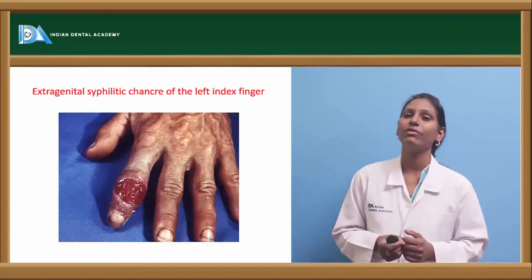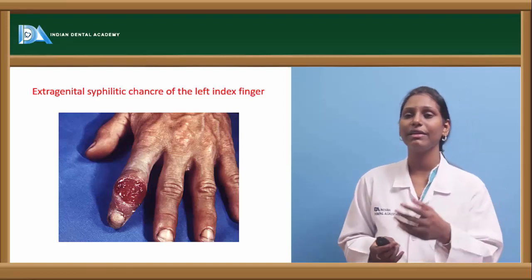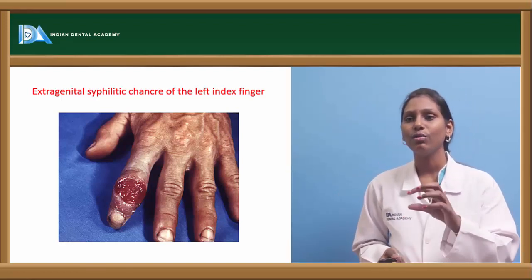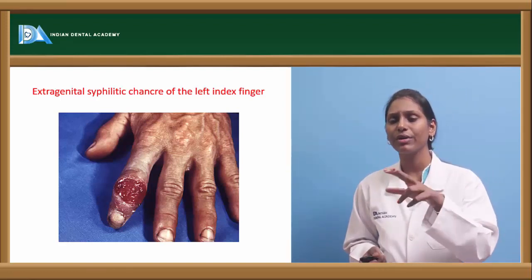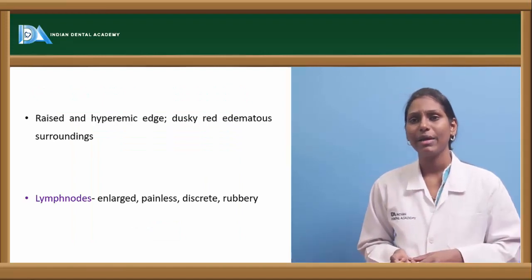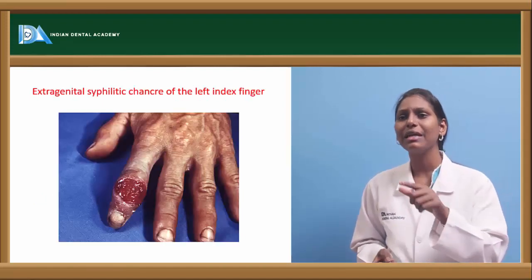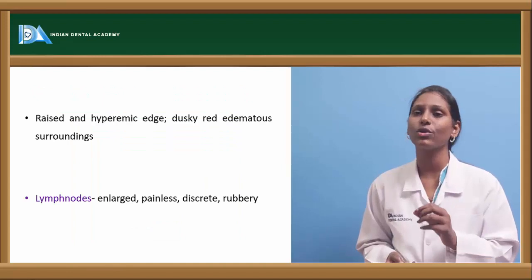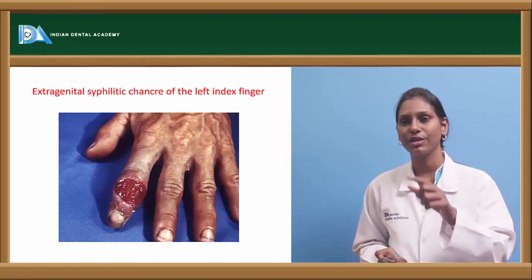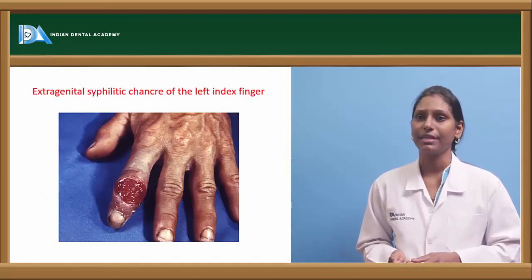This is a picture showing an extragenital syphilitic chancre on the left index finger. We can see the surroundings are again dusky red and edematous, and if you see the edges of the lesion, they are raised, and we also have a hyperemic edge in the surroundings of the syphilitic chancre.